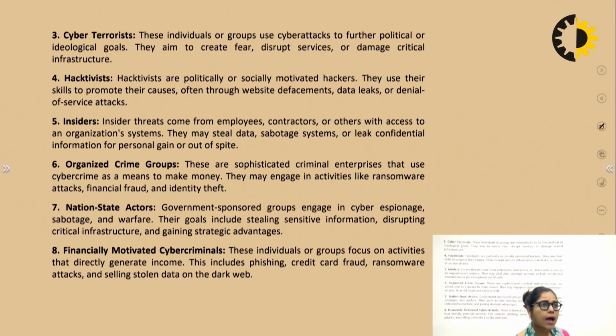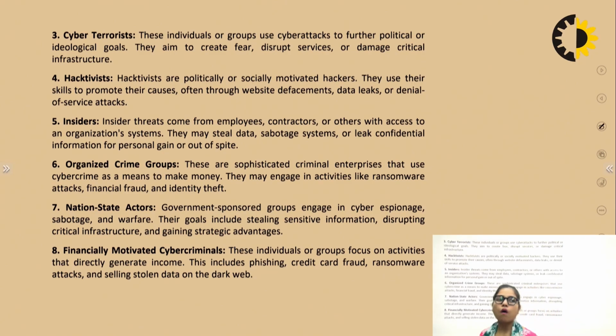The next one is hacktivists. Basically, they are politically or socially motivated hackers. They use their skills to promote their causes, often through website defacements, data leaks, or denial of service attacks. The next one is insiders. Insider threats come from employees, contractors, or others with access to an organization's systems. They may steal data, sabotage systems, or leak confidential information for personal gain or out of spite.